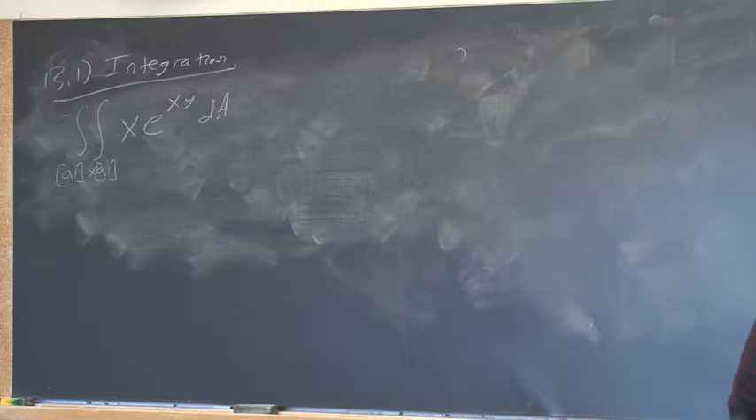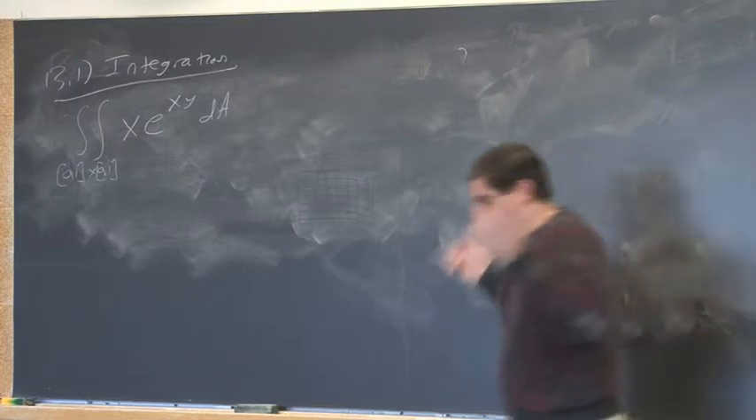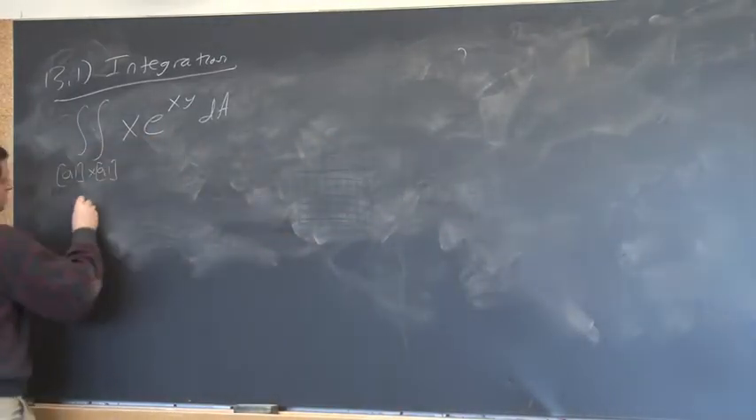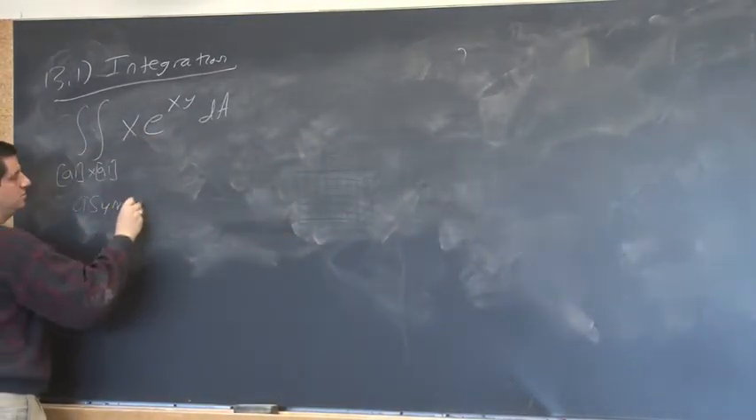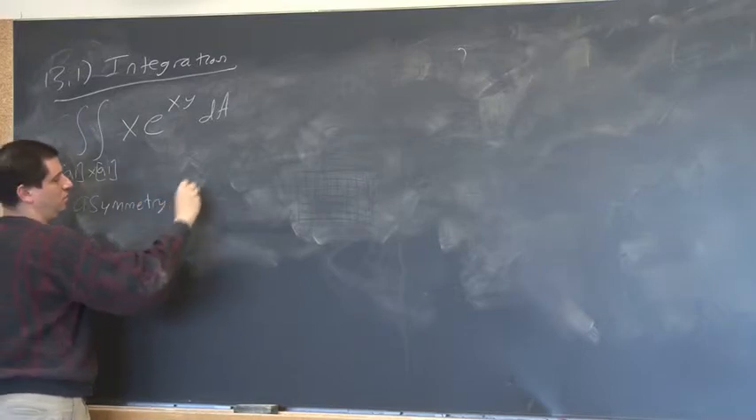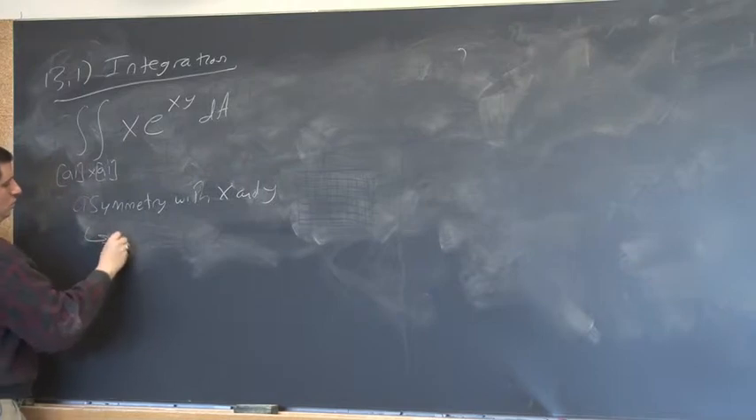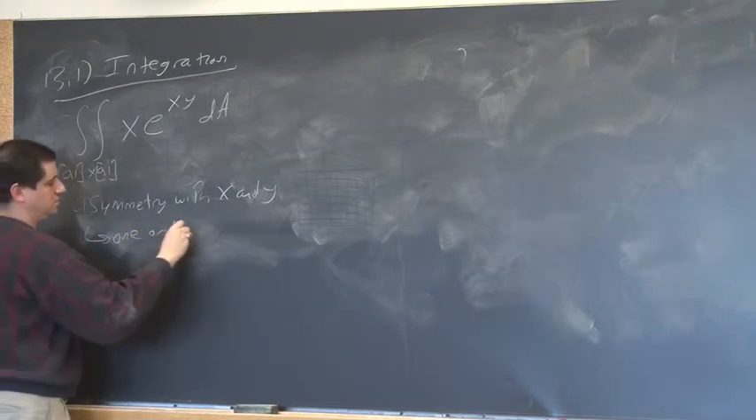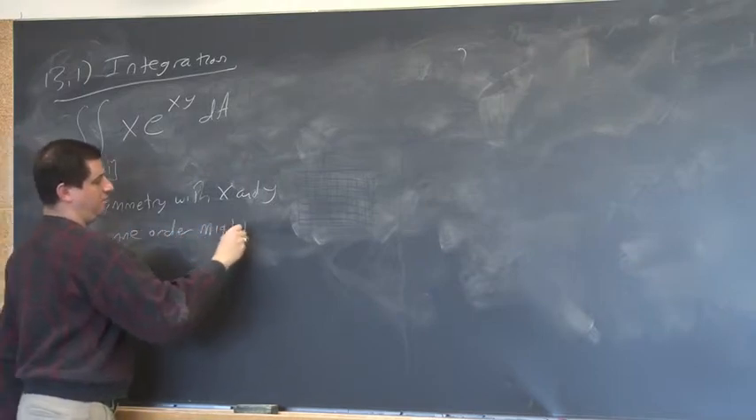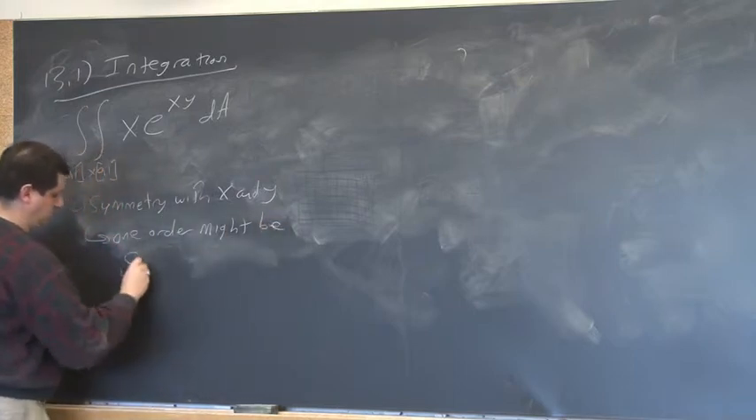So who thinks there might be a difference between x and y? Okay, so why might there be a difference? Good, there's an asymmetry. There's an asymmetry with x and y. One order might be superior.